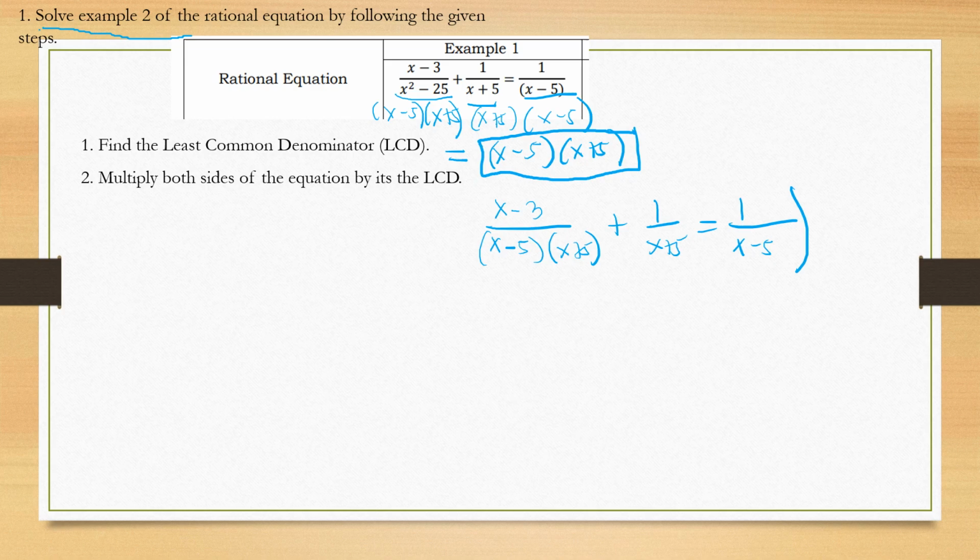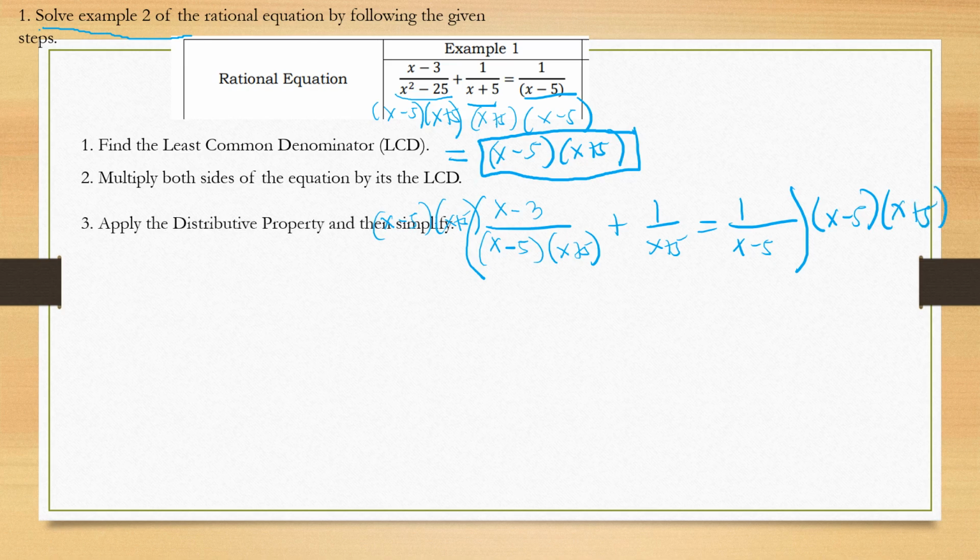We will, as step number 2 says, multiply both sides by the LCD. So the LCD are x plus 5 and x minus 5, or x minus 5, x plus 5. That's the same. From that, apply the distributive property and simplify. So we will just distribute, multiplying the LCD to each term, and also this one.